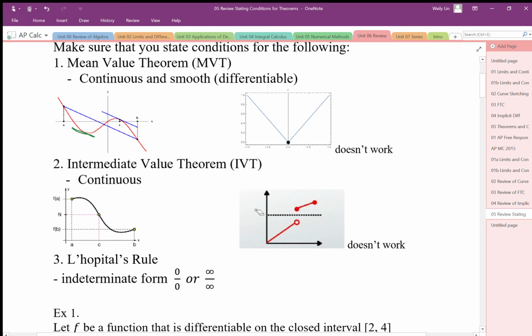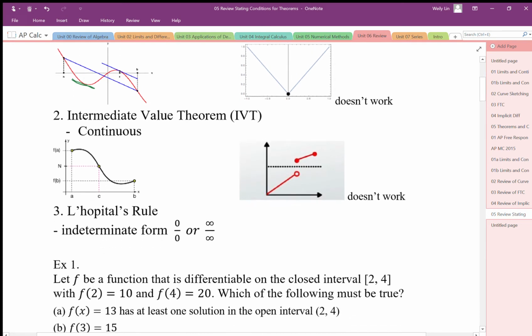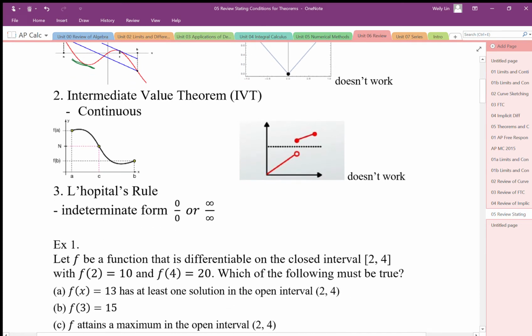Where this fails is if we don't have continuity. So that's why we need that condition of continuity. For L'Hopital's, it's very important that you state, because you will lose marks if you're not stating, or at least showing, that you have the condition for using L'Hopital's, which is 0 over 0 or infinity over infinity, one of the indeterminate forms.